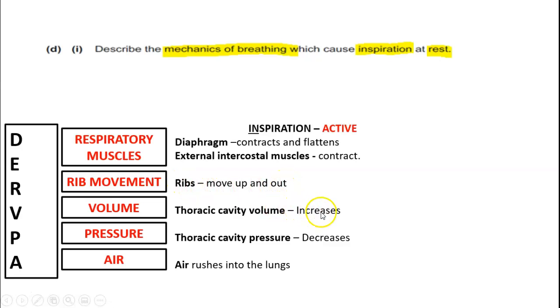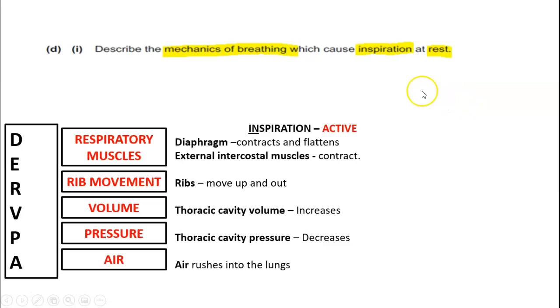This creates an increased thoracic cavity volume, a space inside the thoracic cavity. So thoracic cavity volume increases. This will lead to a decreased thoracic cavity pressure, which causes air to rush in to the lungs. So that then gives me my answer for that.